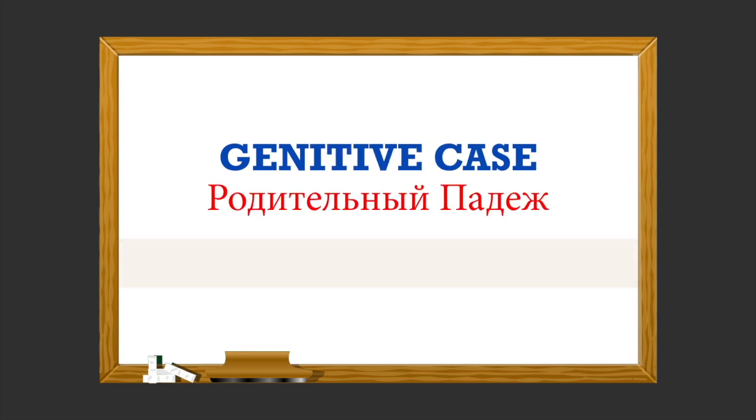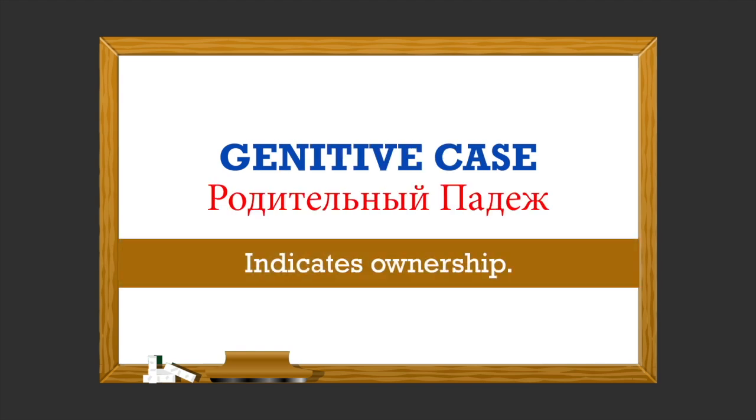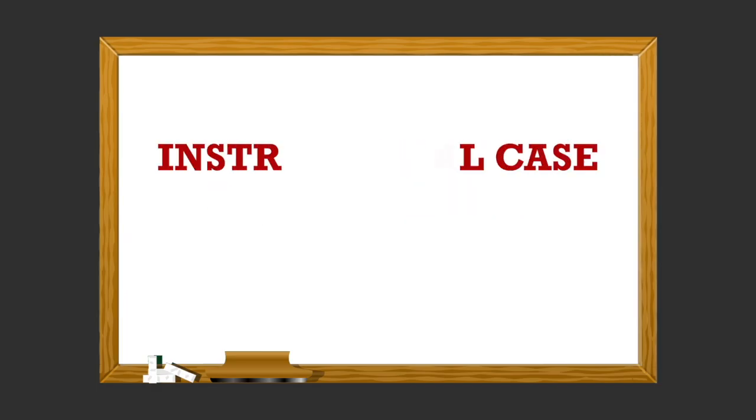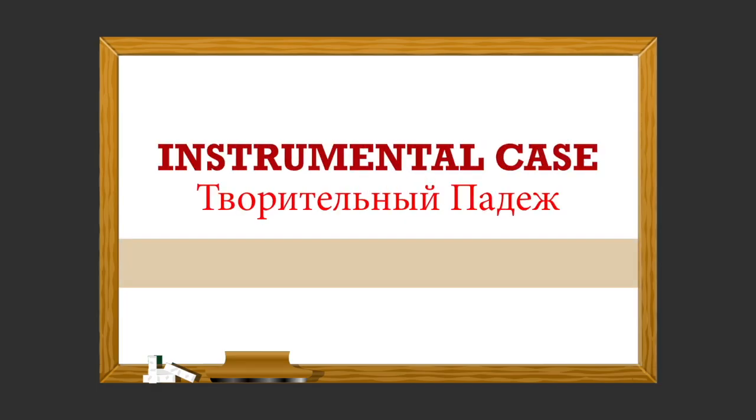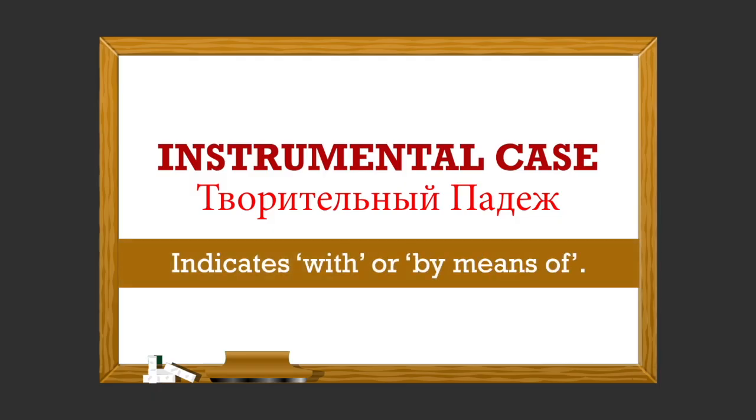The genitive case, or родительный падеж in Russian, is used to indicate ownership, counting, how much. These are certain expressions which are normally used in the genitive case. And the last one, the instrumental case, known as творительный падеж, indicates "with" or "by means of". So the questions like кем, чем are basically used in this case. We shall be going into the details of all these cases one by one, but before that we shall take one example of each case.